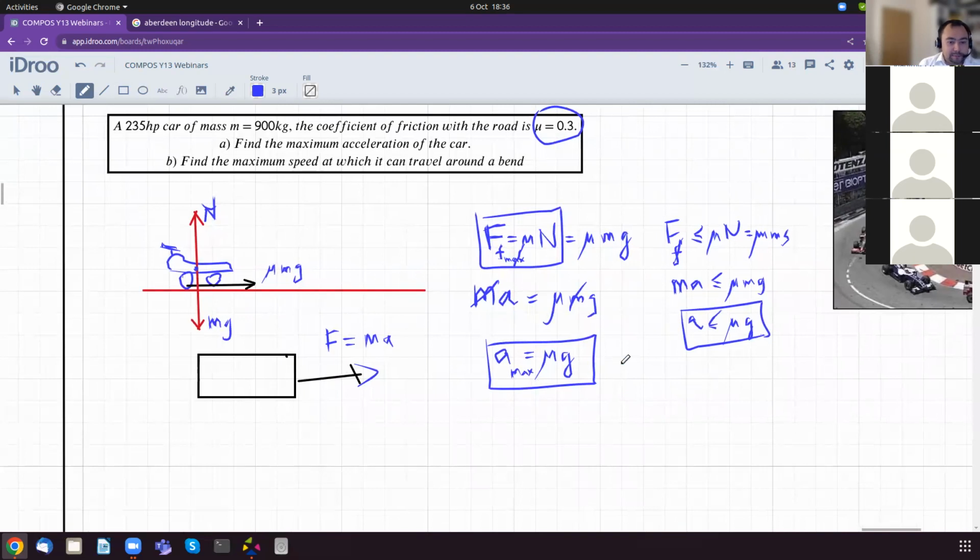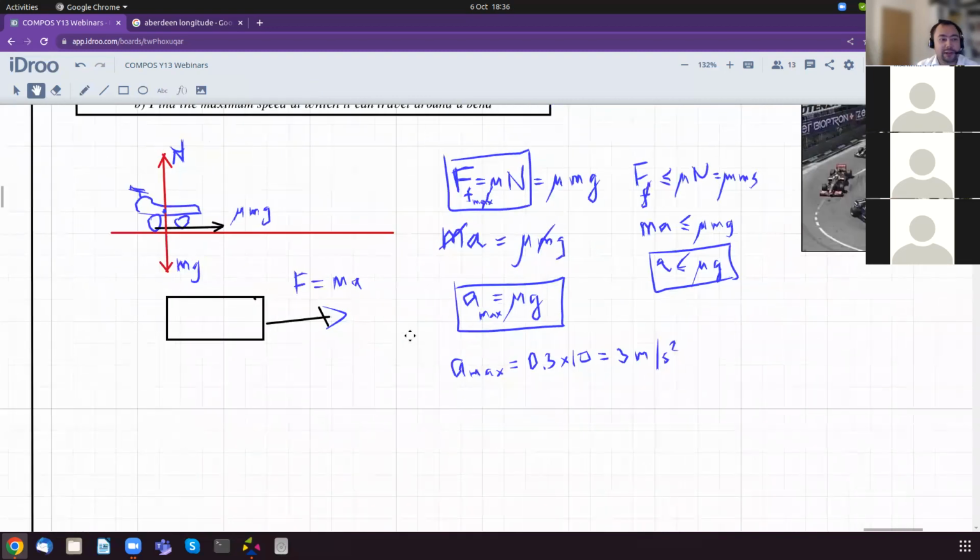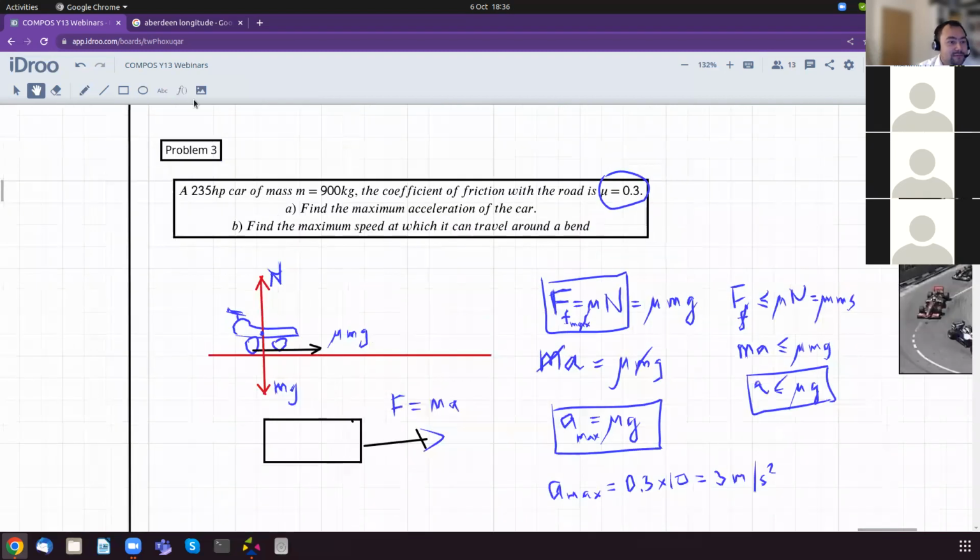Right. So in this particular case, A max is equal to 0.3 times g, well, let's say 10 for now, and it's equal to 3 meters per second squared. A very easy solution, incredibly easy. And everything else just doesn't make any difference. Like, this is completely useless, okay?